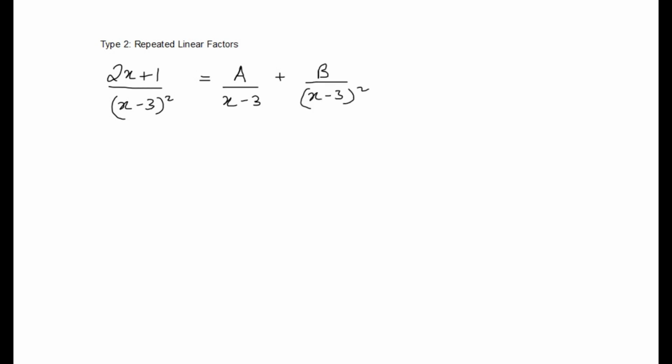Students usually forget one of these. Either they forget to have an a over x minus 3, or they forget the b over x minus 3 squared. Remember, you need to have both of these fractions. Now, what we do to simplify this is whatever LCM you have on the left side, so over here we have x minus 3 squared, use the same LCM for the right side. And so our equation simplifies to 2x plus 1 is equal to a times x minus 3 plus b.